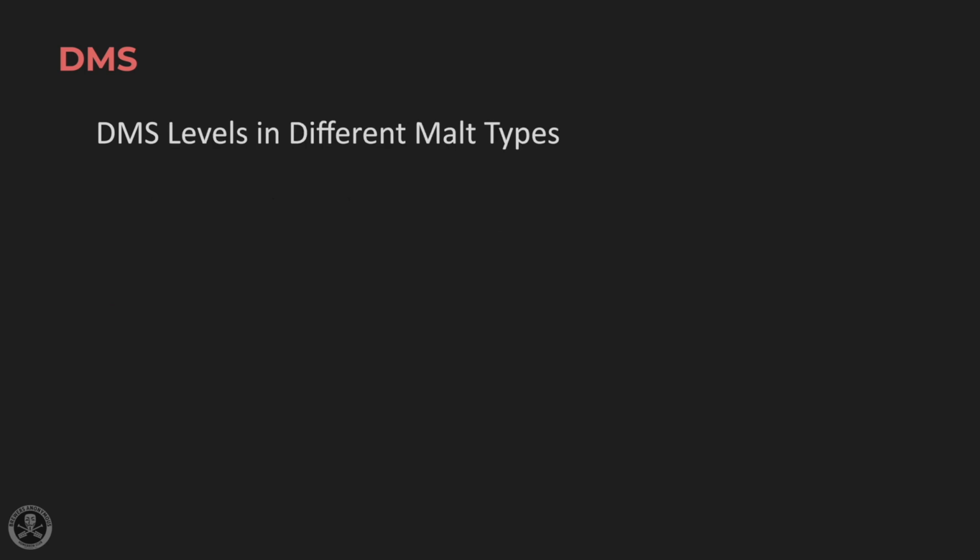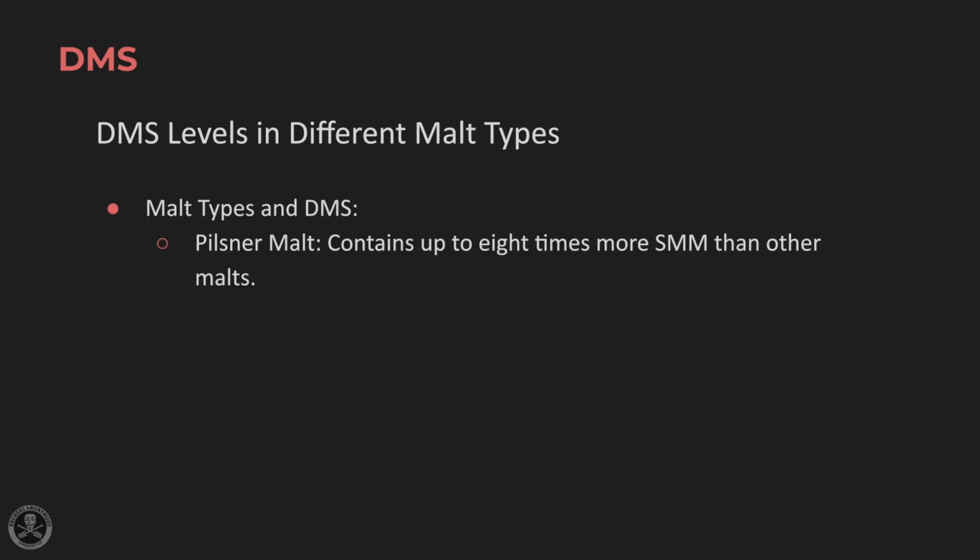There are different levels of DMS precursors in different malts. Particularly, and traditionally, it's worth noting, in Pilsner malt. Pilsner malt can contain up to 8 times more of the SMM precursor than other malts. Pilsner malt and its SMM precursors are commonly responsible for that cooked corn flavor DMS can bring to a beer.